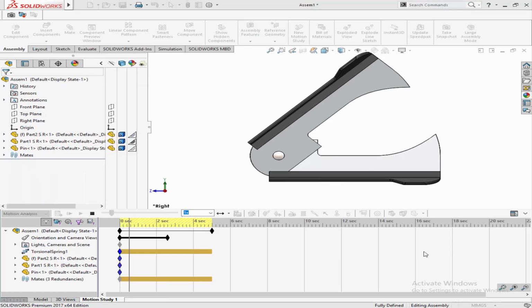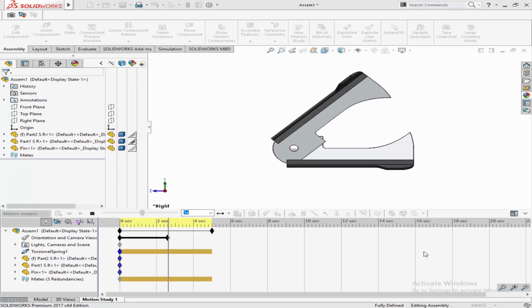After running the simulation, analyze the results. Observe the distinct effects of linear and torsional springs on the system's dynamics.